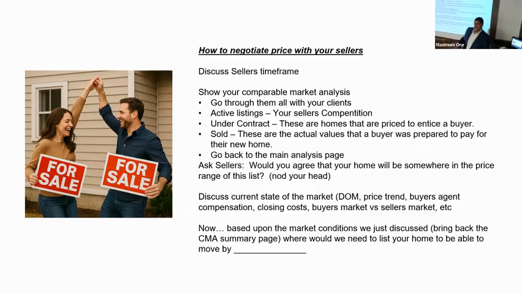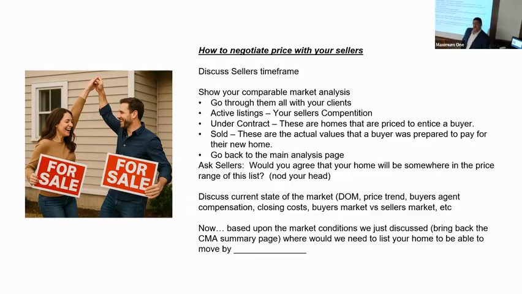We need to be expecting that offers are going to come in asking for compensation. It's probably going to be in this range. We need to understand that they may be asking for closing costs. You want to go through and talk about all these things right now. And then what you really want to do is say, okay, you said your home's going to be priced somewhere on this page, and we just talked about what's going on in the market right now. Where do you think we should price your home?